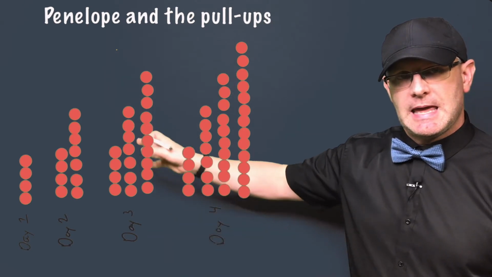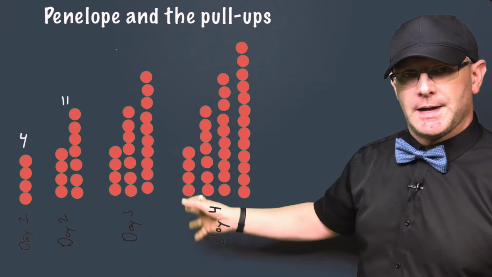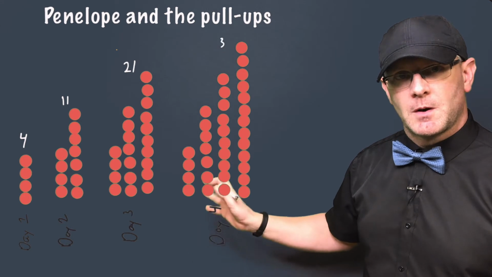Next thing we're going to do is look at how we write this recursive rule when we don't have a visual representation. We don't have the chart. All we have is a table of values. So we'll go ahead and build our table of values, x being days, y being our number of pull-ups.